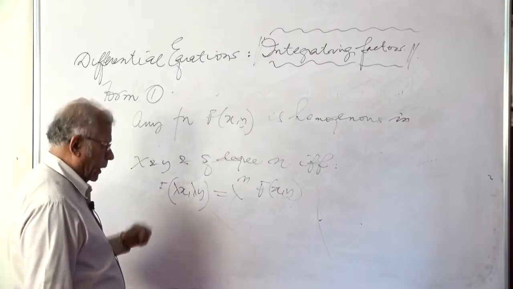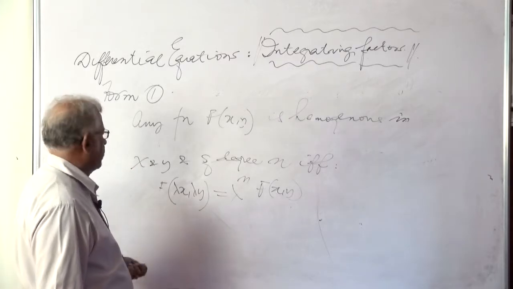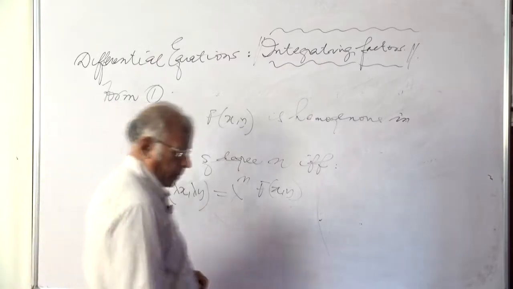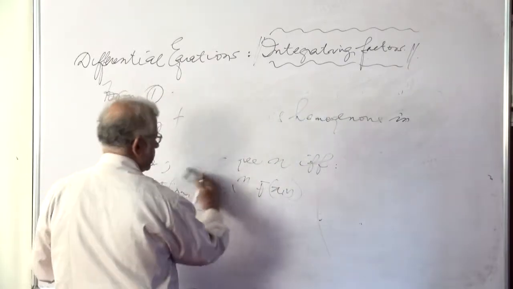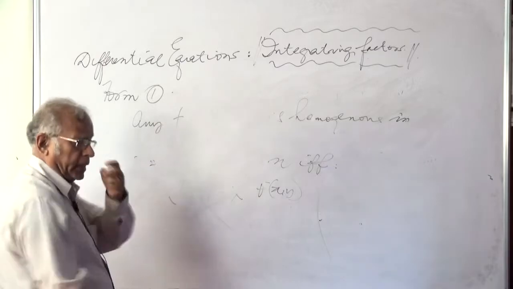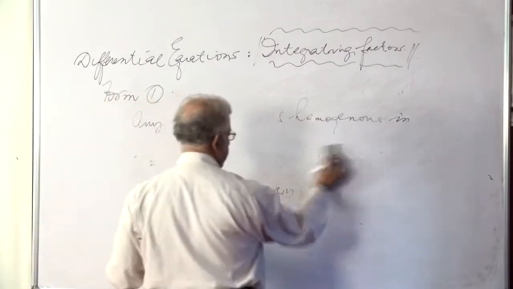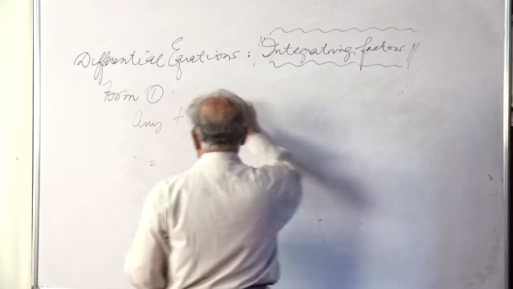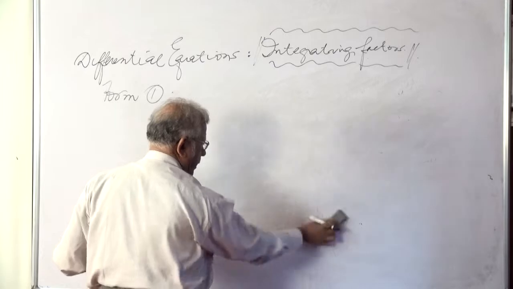We'll take one or two small examples to see whether the functions are homogeneous or not. This lambda, it must be remembered, is a parameter and is independent of x and y. That's very important. Call it lambda, call it t. It must be independent of x and y.